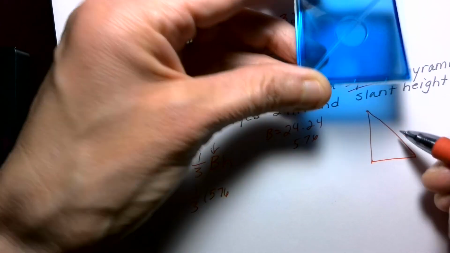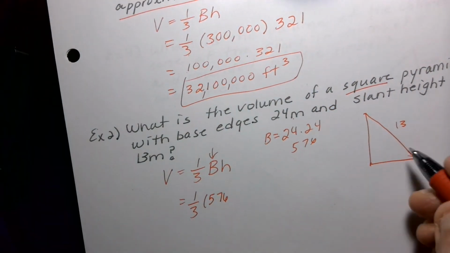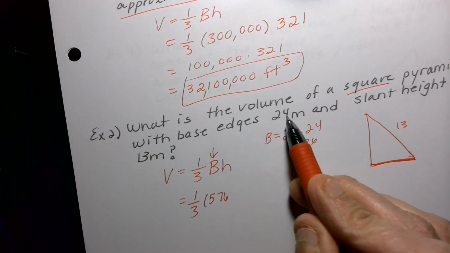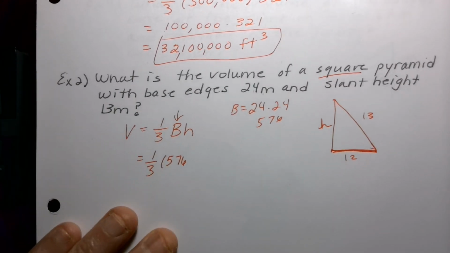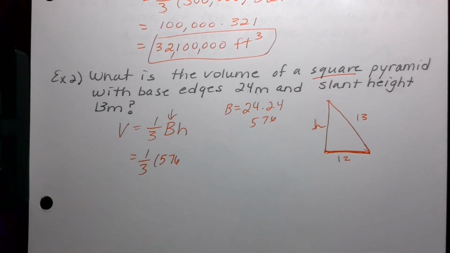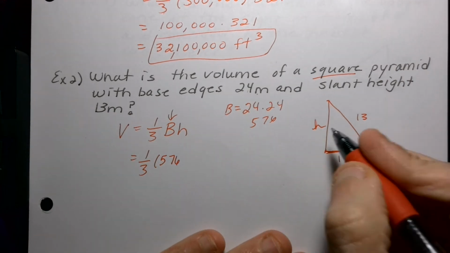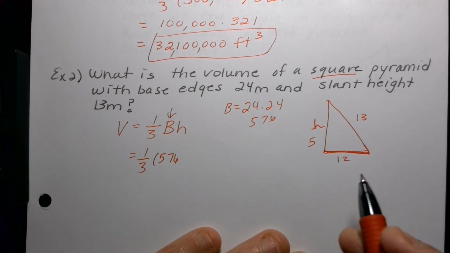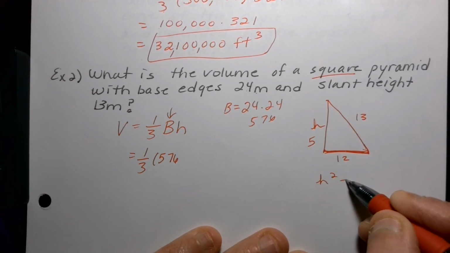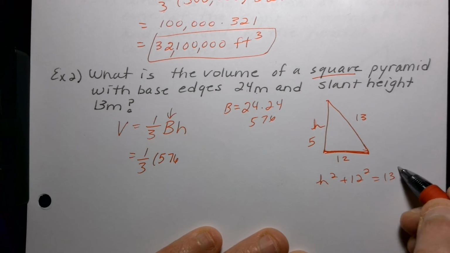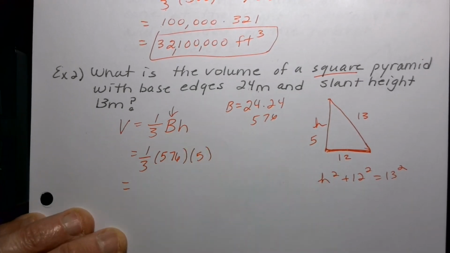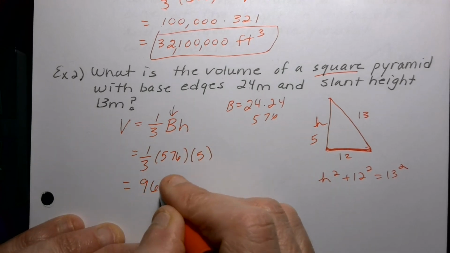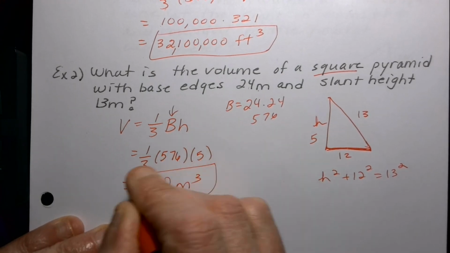This is our slant height of 13, and we know this is half of the edge, so we need the height. And that happens to be one of those perfect Pythagorean triples. Does anybody remember what that comes out to? Because it's really nice and even. It is a 5. And if you don't remember it, you can use the Pythagorean theorem the long way and solve. So we'll put the 5 in. It comes out even to 960 meters cubed.